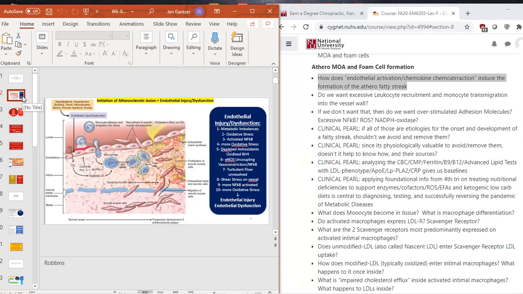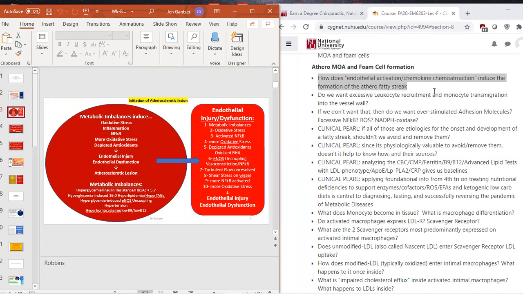Now we are talking about the diapedesis and the transmigration. And once you're through transmigration, once you're inside the intima, you are now the atherosclerotic foam cell. That's what the fatty streak is. The fatty streak is the accumulation of oxidized LDLs inside of activated macrophages, which are the foam cells. So let's take a look at it step by step.